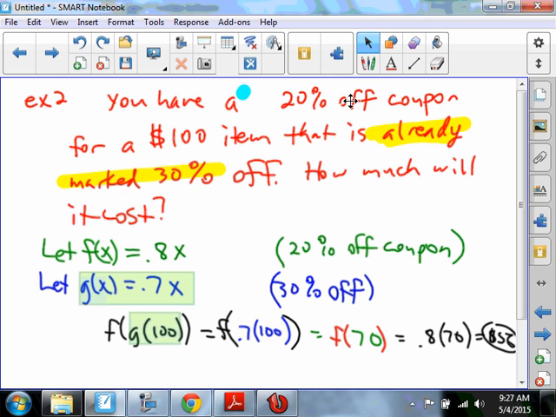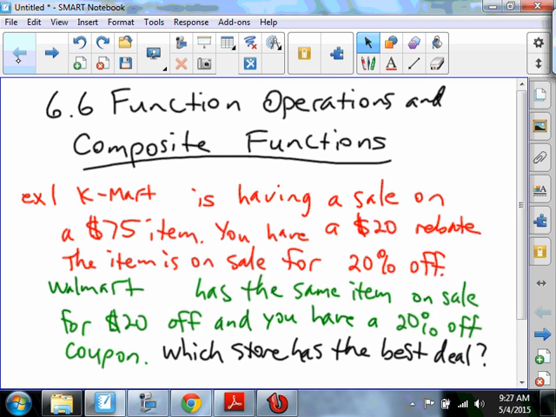Okay? Any questions about that example? Okay, let's back that thing up to this one. Kmart is having a sale, $75 on a $75 item. You have a $20 rebate. The item's on sale for 20% off. Now the rebate usually comes at the end of the sale, right? So let's see what's going on here.